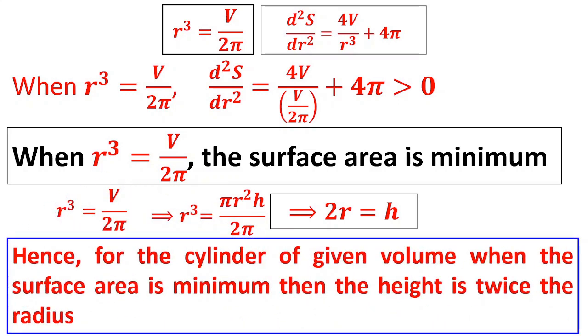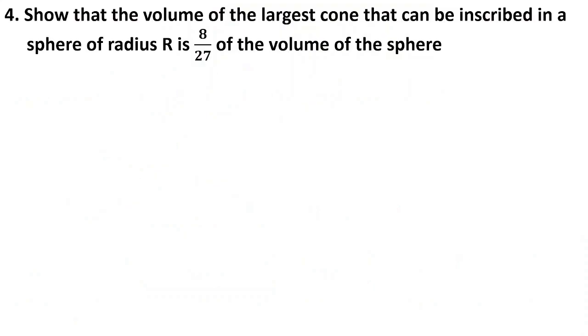Therefore, for the cylinder of the given volume, when the surface area is minimum, then the height is twice the radius, or height is equal to diameter, whatever you call. Therefore, we have proved that when volume is given, surface area will be minimum when the height is twice the radius. Now let us go to the next question.